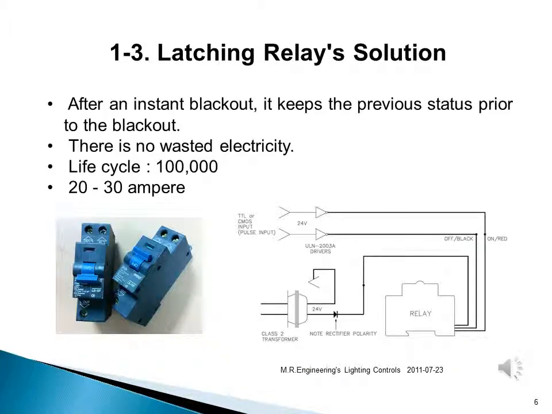The key features of our latching relay systems: after an instant blackout, it keeps the previous status prior to the blackout. There is no wasted electricity. Life cycle 100,000, 20 to 30 amps. Many other companies don't have these vital features in their relays. This is one of the key elements for a dependable lighting control system.